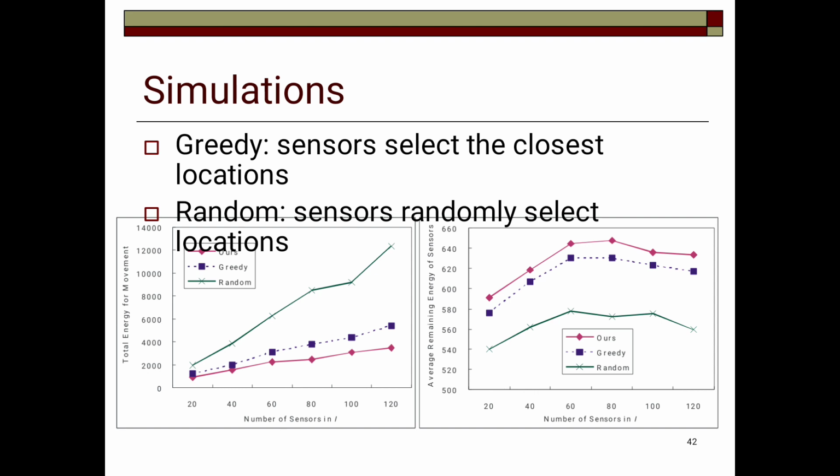You see, the total energy for movement is low in the first graph, whereas it is high in the second graph. Average remaining energy of sensors. See, the total energy used is this. So average remaining energy will obviously be high.